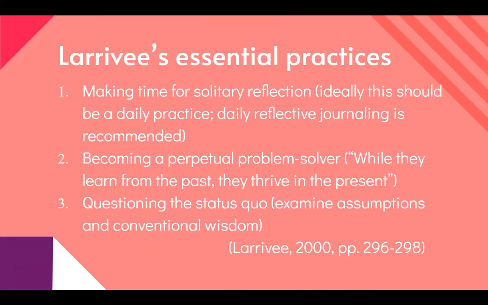So Larrivee, in an article from 2000, which actually reflects a book that she wrote in 1999, but that we don't own, although we do have access to this article, says there are three essential practices for critical reflection. And the first one is time, making time for solitary reflection every day. Ideally, she says this would be a daily practice, and it would be daily reflective journaling.